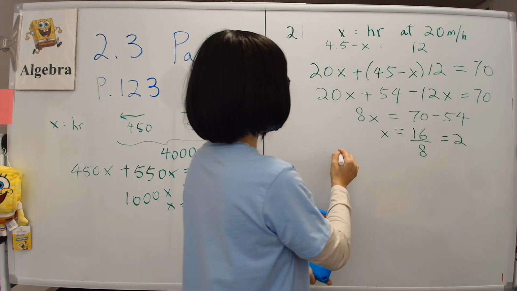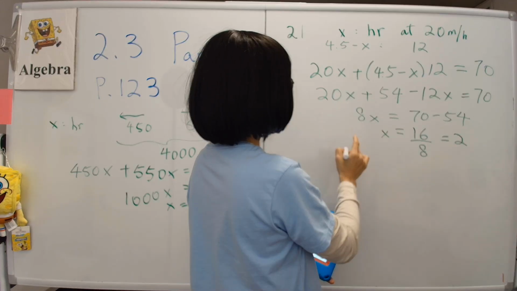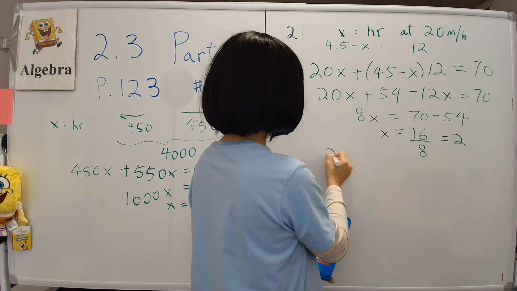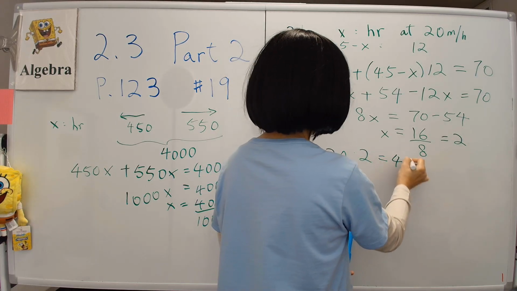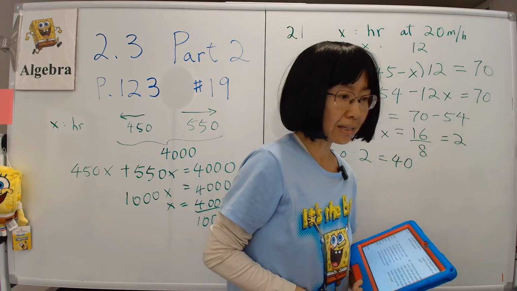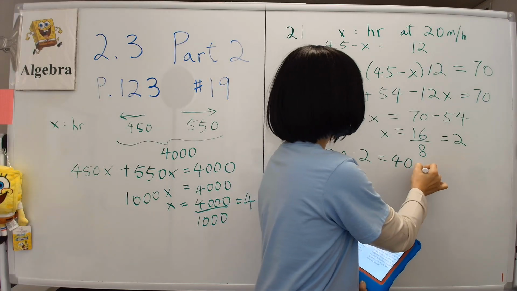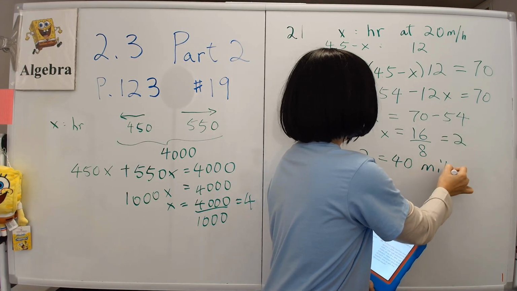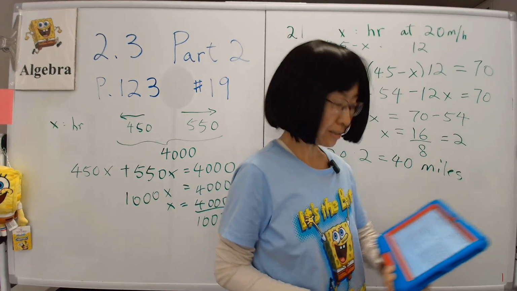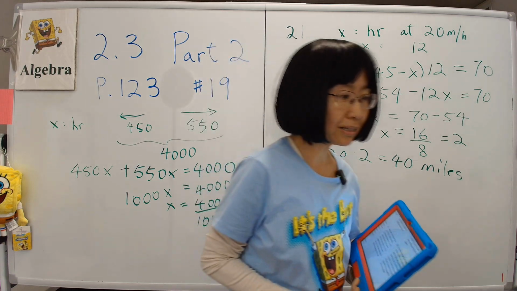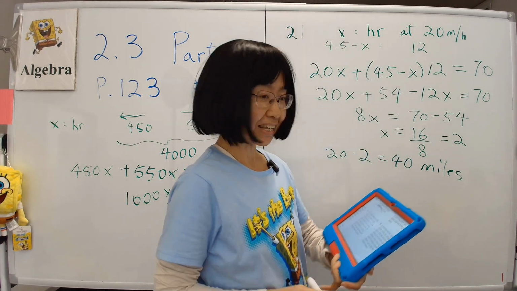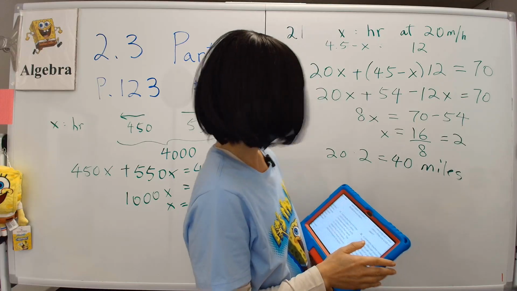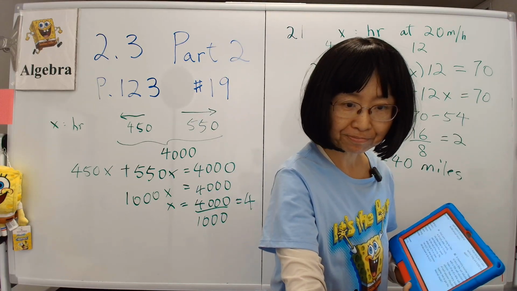So the total would be 20x. So 20 times 2 is our answer, which is she traveled 40 miles at that rate. And you are supposed to write down the unit. What problem is that? 21. Let me see. 2 hours. Yep, that is correct. So that is good, right? And then I will clean off the board.